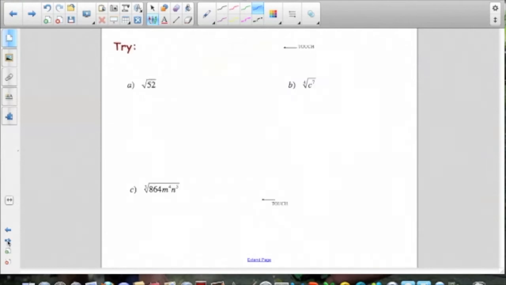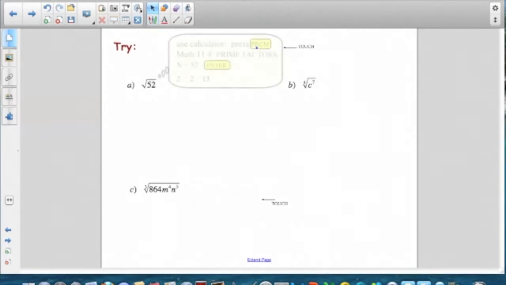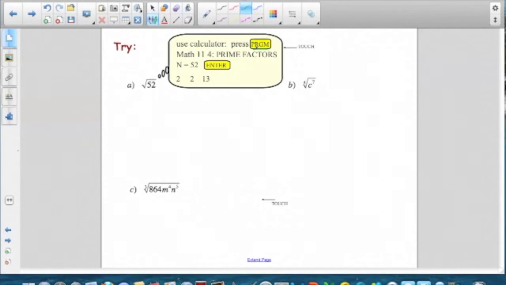We're not going to do factorization trees all the time. There's a quick and easy way of finding an answer, and we have our program. So hit the program button on your calculator, and then go to your Math 11. Punch in form 4, which is your prime factors. Then n is going to pop up on your calculator. Now we're going to type in 52 because that's our next question here.